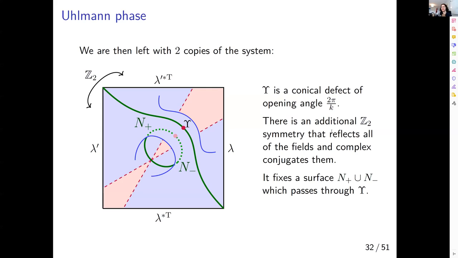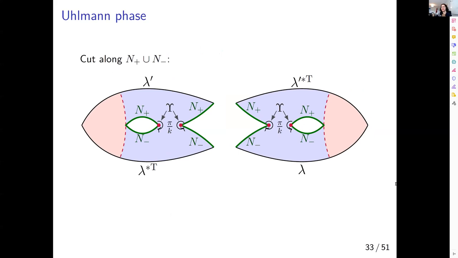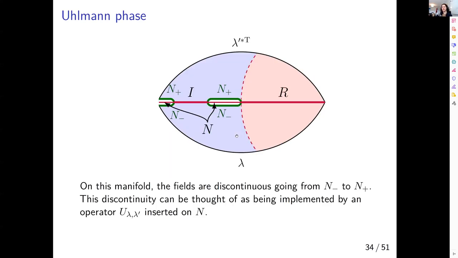So let's take the rightmost one. I've just taken the rightmost one and I've drawn it slightly differently. I've just moved n plus and n minus closer to each other. And at this point, we have what we wanted. We have a single copy of the system. And we can analyze things in terms of the single copy. And as before, in the case of the entropy calculation, there are some extra properties that go into the computation of the partition function on this manifold.